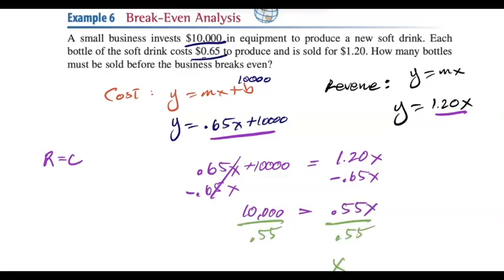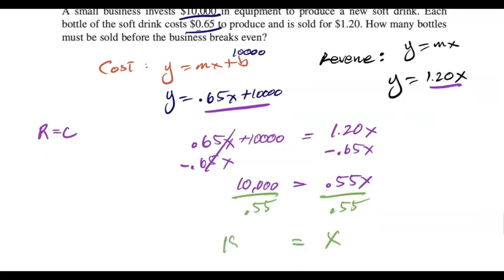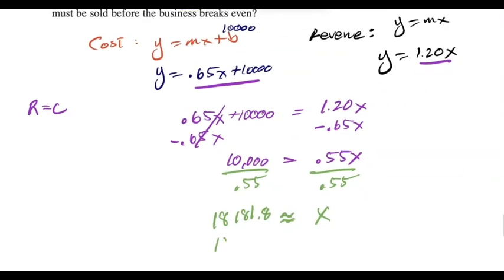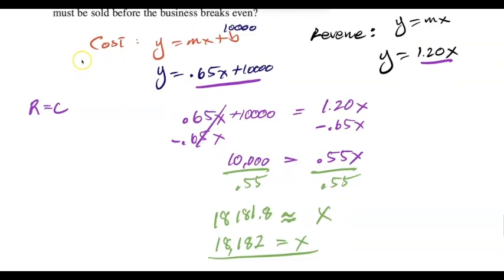We get x equals roughly 18,181.8. Let's just round to the nearest soft drink because that's how many units we have to sell. That's our break-even point right there. So we've got to sell about 18,000 soft drinks to break even. How many bottles must be sold to break even? This many bottles must be sold to break even. And that's the lesson.